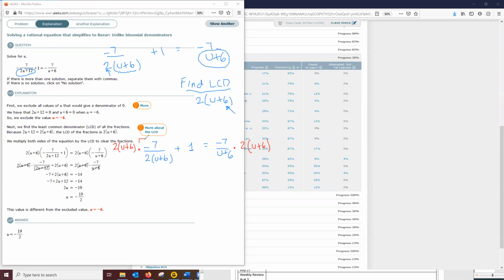Now, on the left side, I've got to be careful because I'm really multiplying this entire left side, which means I'm really going to be doing a distributive property here. Okay, so let me do it. I'm going to multiply 2 times u plus 6, and I'll do it in blue here just to be consistent. This is going to be multiplying negative 7 over 2u plus 6. Then I'm going to take that same 2 times u plus 6 and let it multiply the 1.